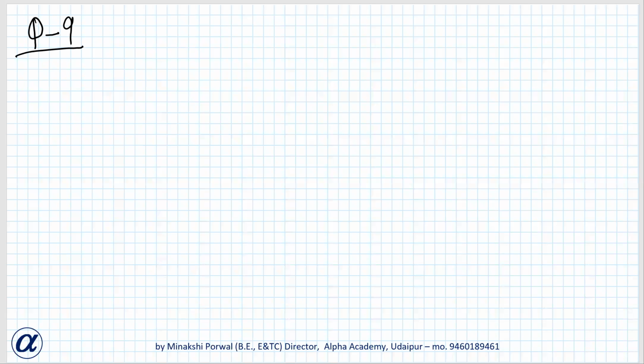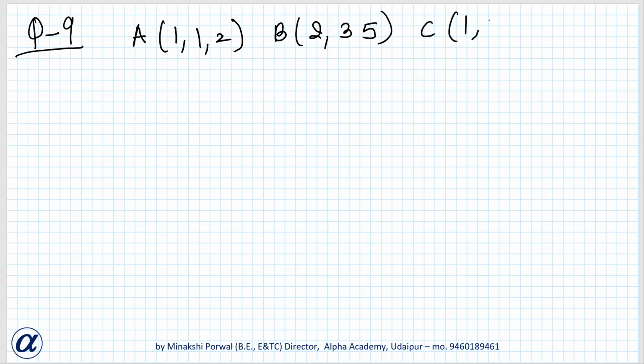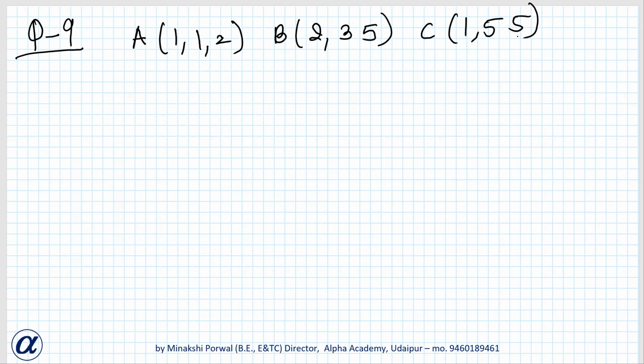Find the area of triangle whose vertices are A (1, 1, 2), B (2, 3, 5), and C (1, 5, 5). Area of triangle. We have seen yesterday the formula. What is the formula for area of triangle?